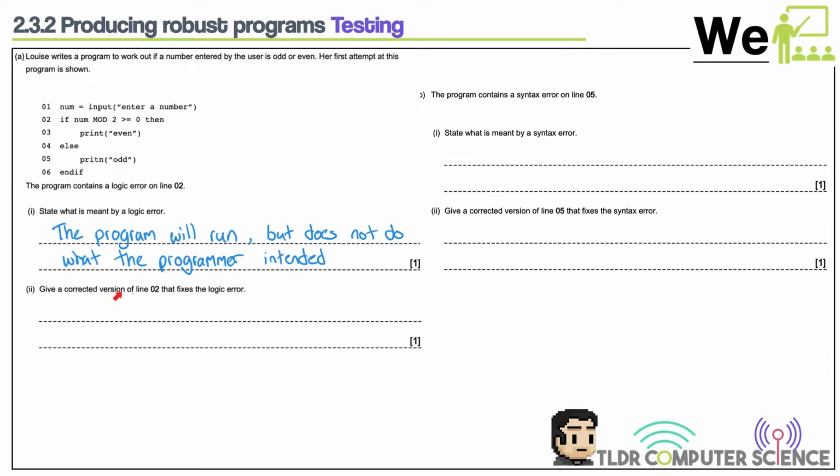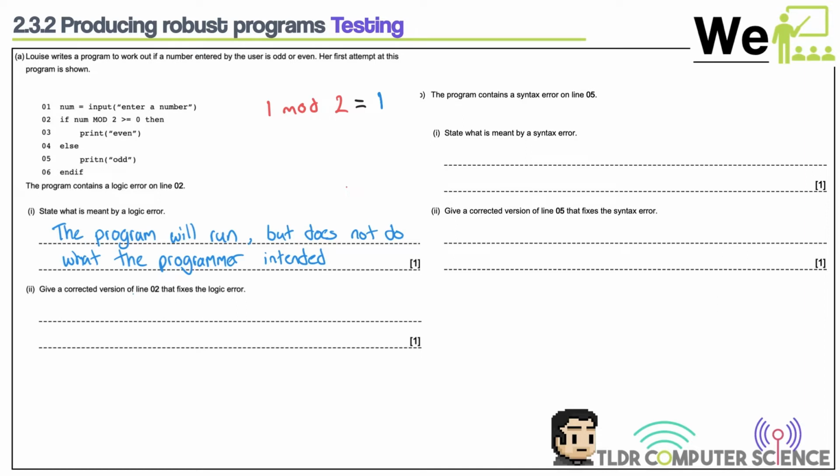Give a corrected version of line 2 that fixes the logic error. So it's in here. I wonder if you can spot it. Remember, the way that mod works, it's the remainder. So let's say we had 1 mod 2. The way it would work is it would say, how many 2's can you put in 1? And the answer would be, you can't put any in. And then what's left over? Well, the leftover would be 1.